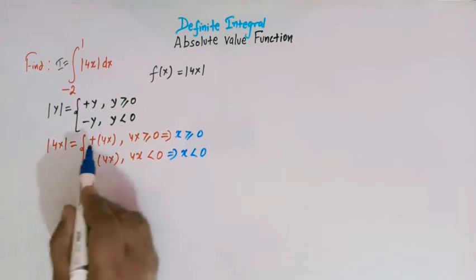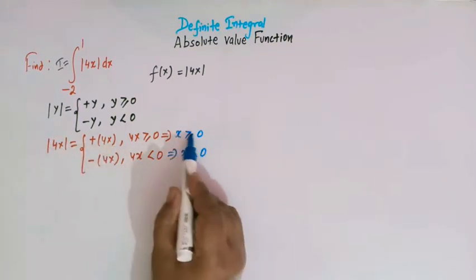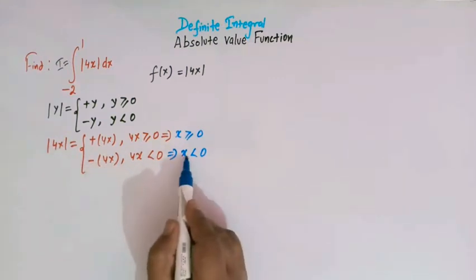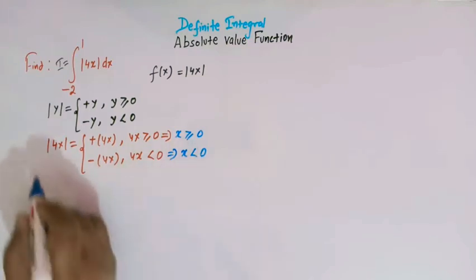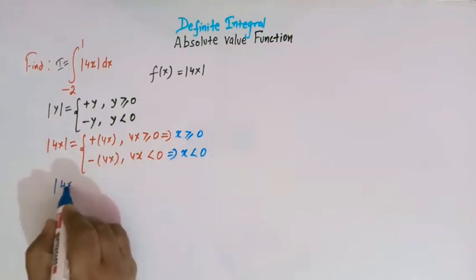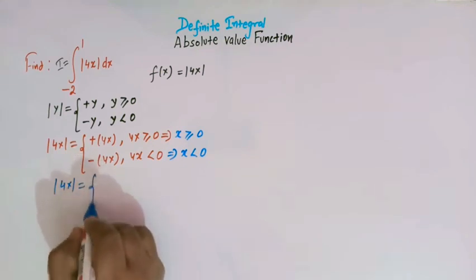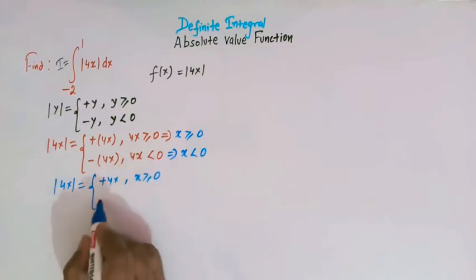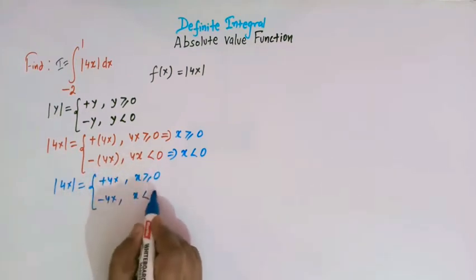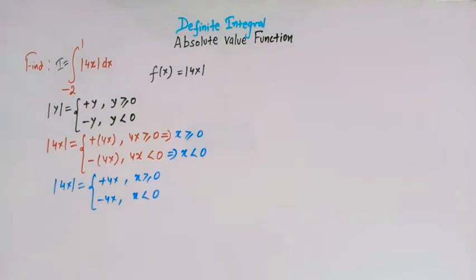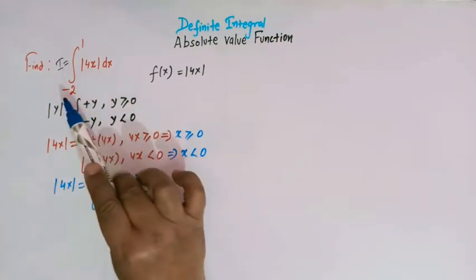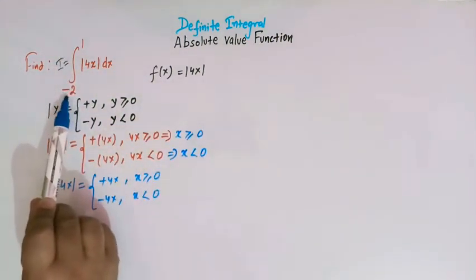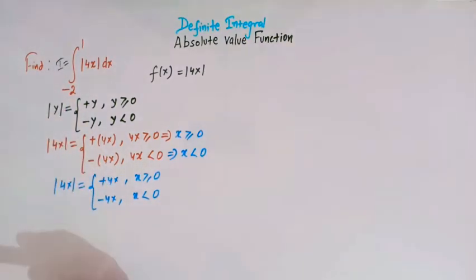So mod of 4x is equal to plus 4x whenever x is greater than or equal to 0, and mod of 4x is equal to negative 4x whenever x is less than 0. So now we can rewrite this function as mod of 4x is equal to positive 4x whenever x is greater than or equal to 0, and negative 4x whenever x is less than 0. Okay, so now here let us see the limits of integration. Here the lower limit is -2 and the upper limit is 1.